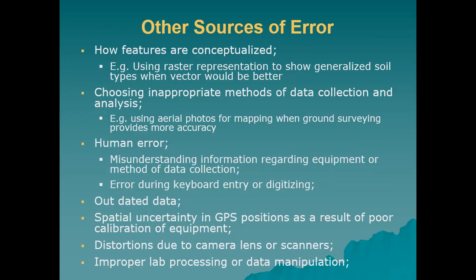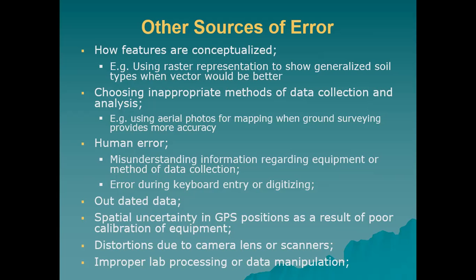Other sources of error, okay. So how the features are conceptualized. Example, using raster representation to show generalized soil types when vector would have been better. For example, maybe you wanted to generalize your information as I mentioned before. So if you want to generalize information, vector is quite suitable.